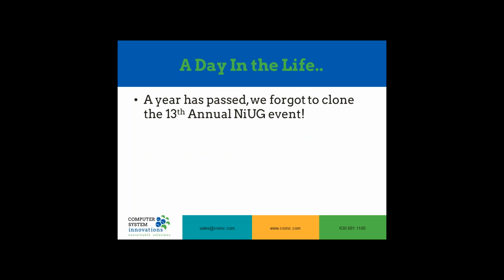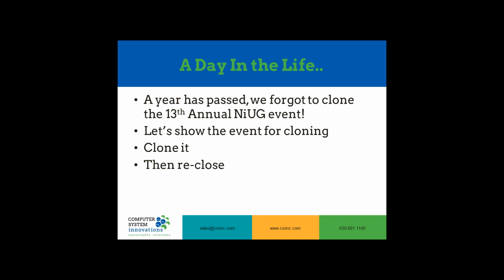We forgot to clone it. And the person that does our events goes in there, and she or he flips out because the event is missing from IMIS, and they forgot to clone it. So we're going to show it for cloning using Meeting Closer. We're going to clone it, and then we're going to reclose it and hide it. So what's that look like?